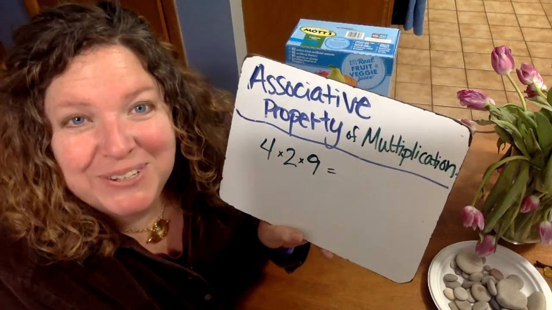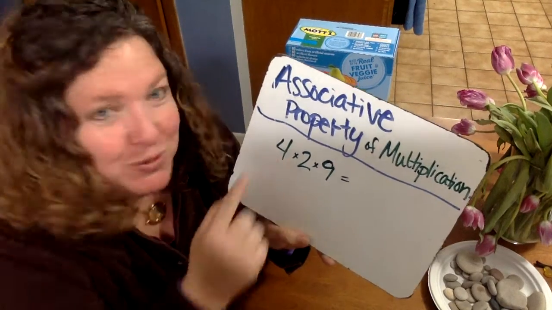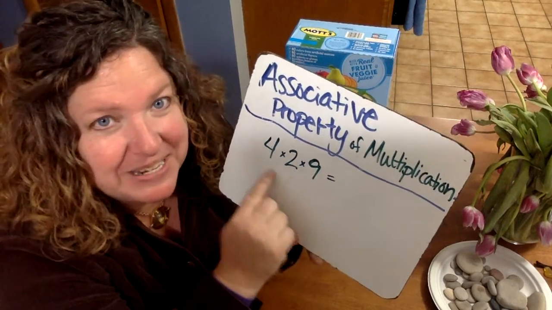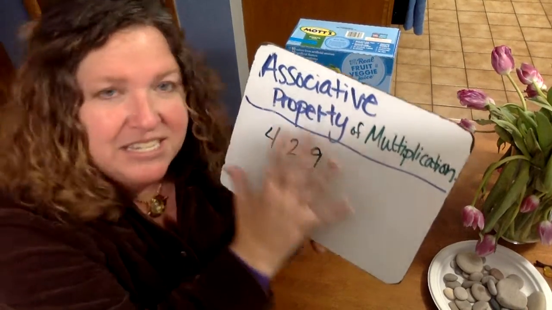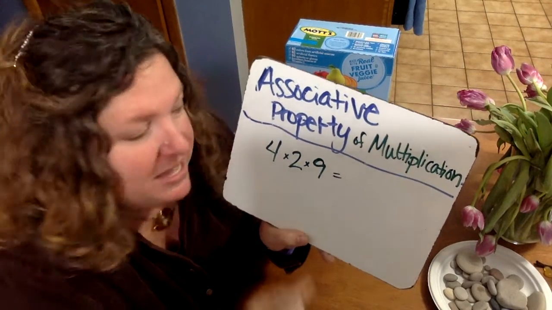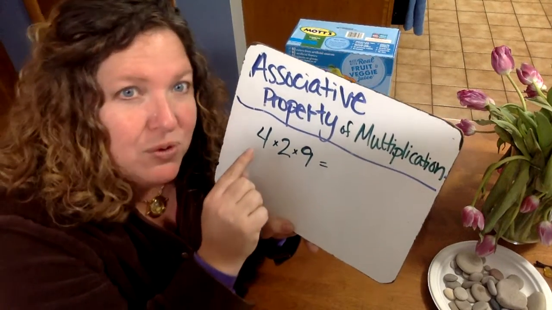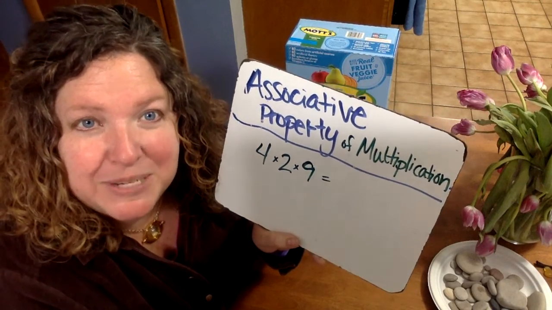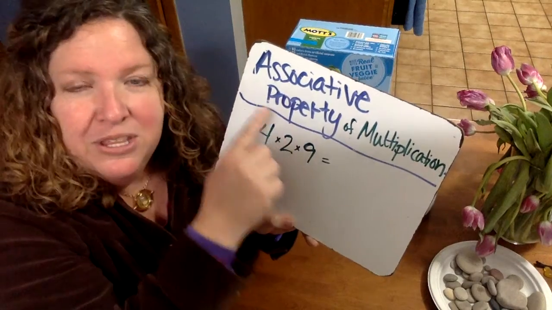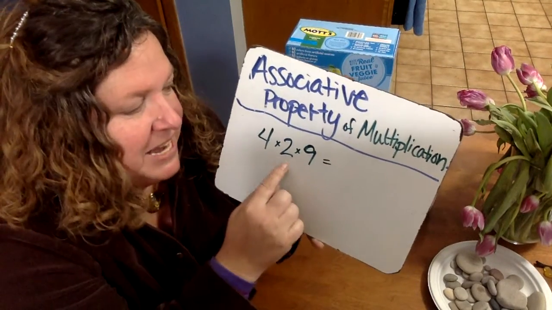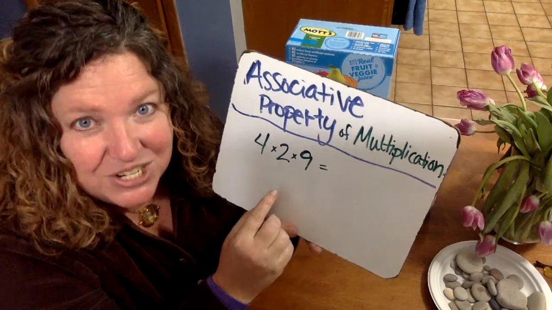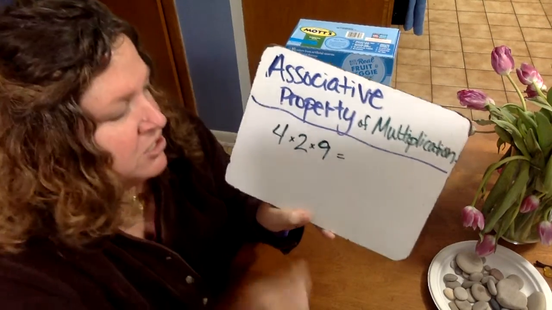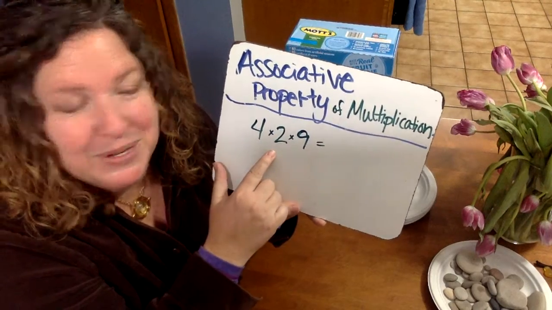Okay, let's take a look at how this associative property works when we're multiplying. First of all, you'll notice that the only operation we're doing in here is multiplying. This doesn't apply right now if we had adding and multiplying, or subtracting and multiplying, or if we had parentheses already in there that needed to be solved first, or exponents. So the associative property takes place for multiplication and addition when there's all the same operation going on. So we have 4 times 2 times 9.